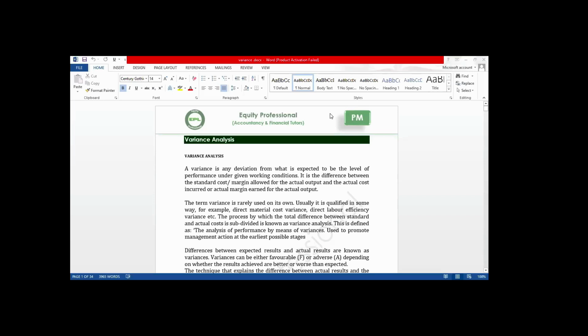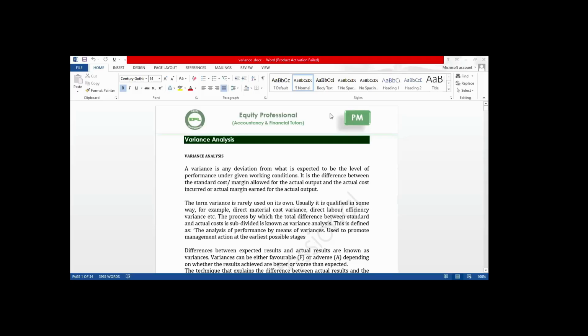Variance, we can define it as any deviation from acceptable level of performance. Your budget is what you try to achieve, your set objective. You now compare your actual results with your budgeted plan. If actual results is different from budgeted plan, then we say there is variance.